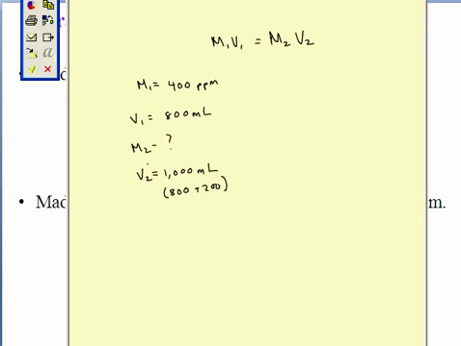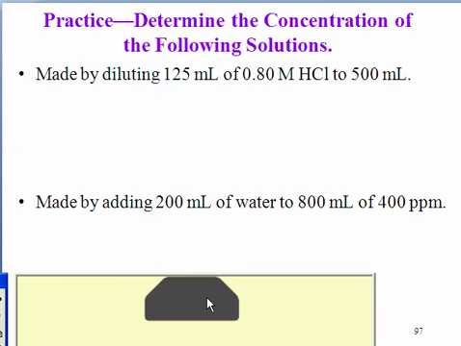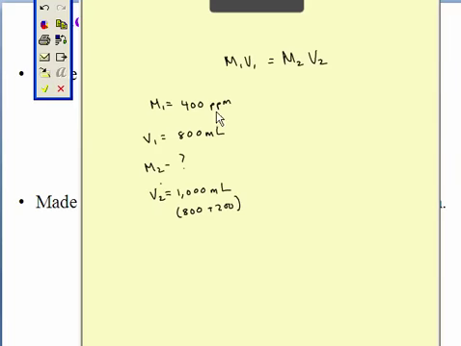Okay, here my concentration is not molarity, it's parts per million. And I'm told that I have 800 mL of 400 parts per million. So that's my concentrated solution. My new concentration is what I'm solving for, and my new volume is 1,000 milliliters because I get my new volume by adding 200 mL of water to my original 800 mL of solution.